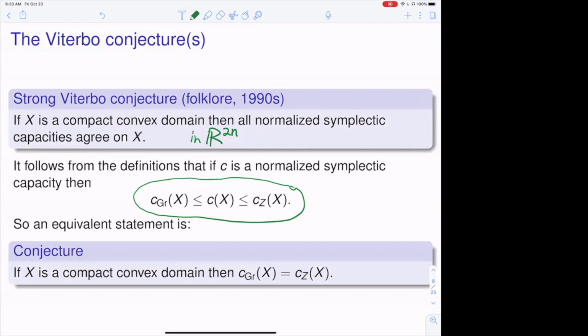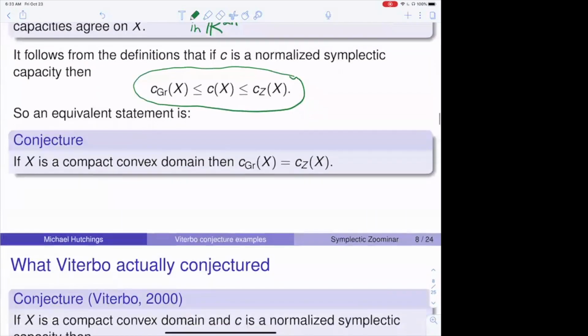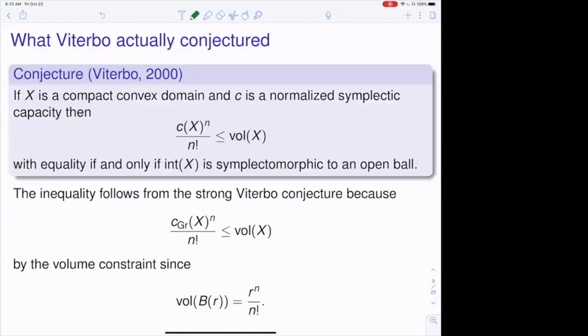Is it true? I don't know. This is what actually appears in Viterbo's paper. So the conjecture is that if I have a compact convex domain, and if c is a normalized symplectic capacity, then it satisfies a kind of isoperimetric inequality. So it says that the capacity of X has an upper bound depending on the volume. So c to the n over n factorial is less than or equal to the volume. And moreover, equality holds if and only if the interior of X is symplectomorphic to an open ball.